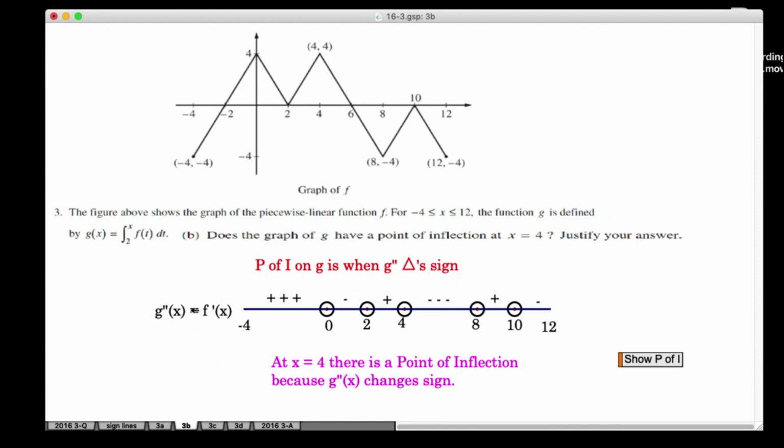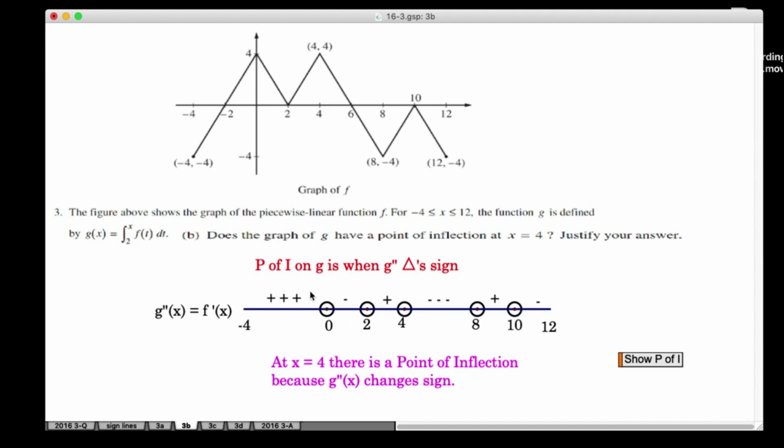Okay, here's a sign line for G double prime, which is equal to F prime. I just copied that from the first page. Okay, and a point of inflection is when G double prime changes sign. So in order to have a point of inflection, G double prime must change sign. And so this says, does G have a point of inflection at x equals 4? Justify your answer. So here's x equals 4. Okay, so G double prime, this is the graph, it goes from positive to negative. Therefore, there is a point of inflection.